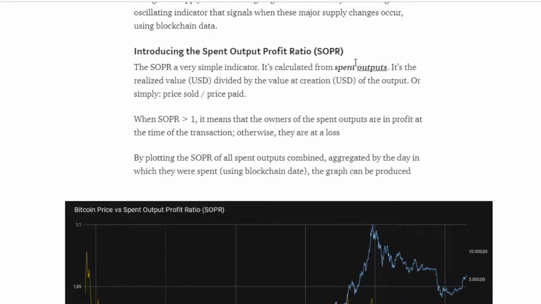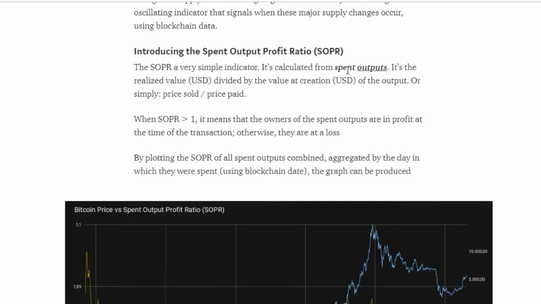Introducing the spent output profit ratio. The SOPR is a very simple indicator. It's calculated from the spent output. It's the realized value divided by the value at creation of the output, or simply price sold divided by price paid.